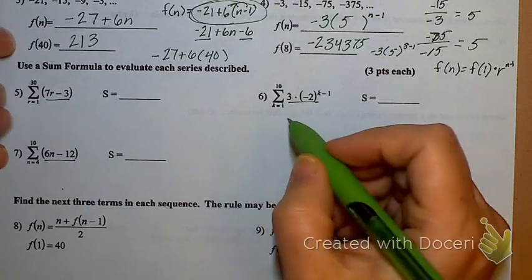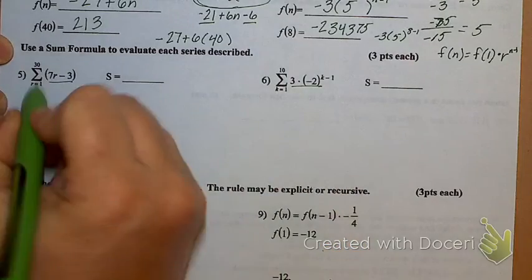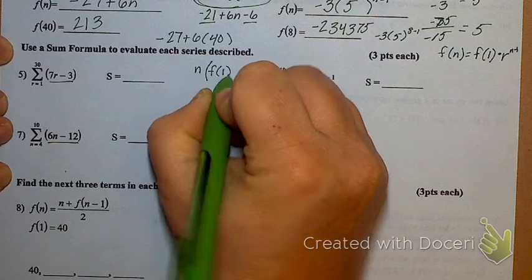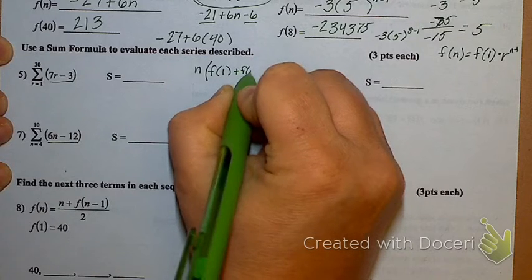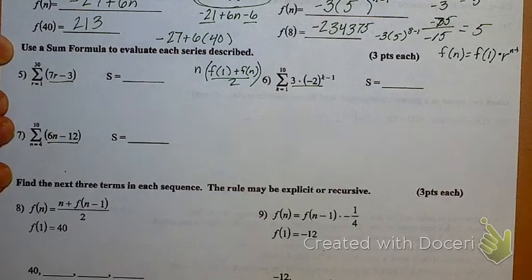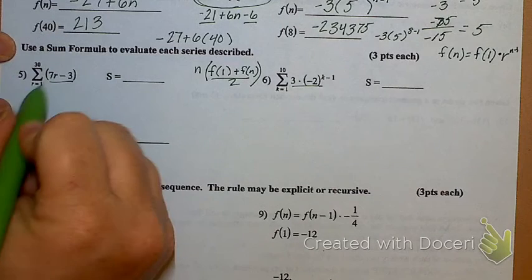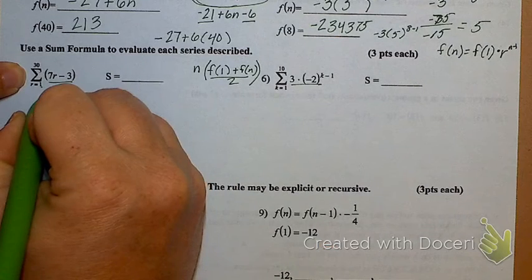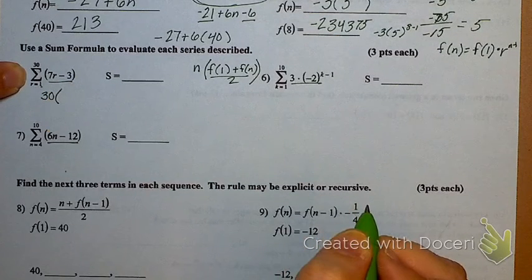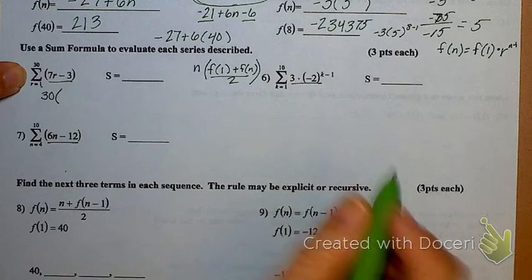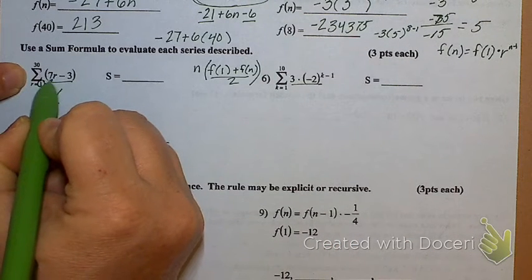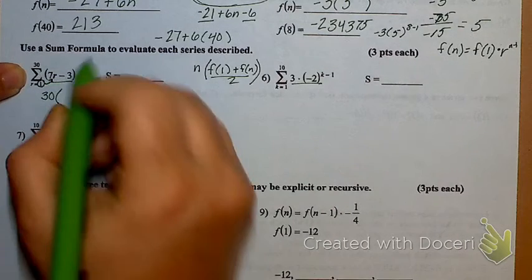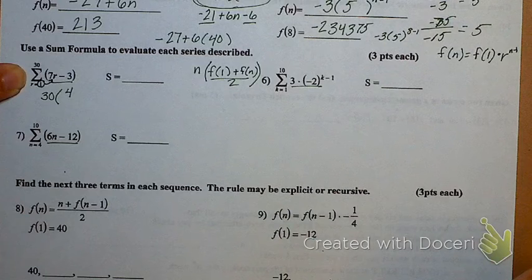So arithmetic, and you want to remember the formula. You take the number of terms, multiply it by the first term plus the last term, over 2. You're finding the average of the first and last term. If it goes from 1 to 30, how many terms are there? 30. And then how do I find the first term? I plug 1 into there. 7 times 1 is 7, minus 3 is 4. That's the first term of the sequence.